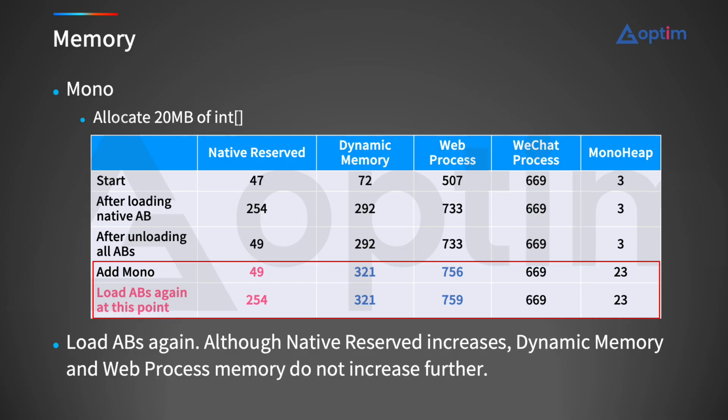Later, we reloaded the 200 megabyte asset bundle we previously unloaded. Upon reloading, dynamic memory and web process memory did not increase, as the previously allocated reserved memory could still accommodate the new resources, keeping memory growth stable. This test shows that monoheap and native reserved memory are entirely independent, and the reserved memory can be reused without being affected by mono memory allocation. Therefore, managing reserved memory is crucial for preventing crashes.